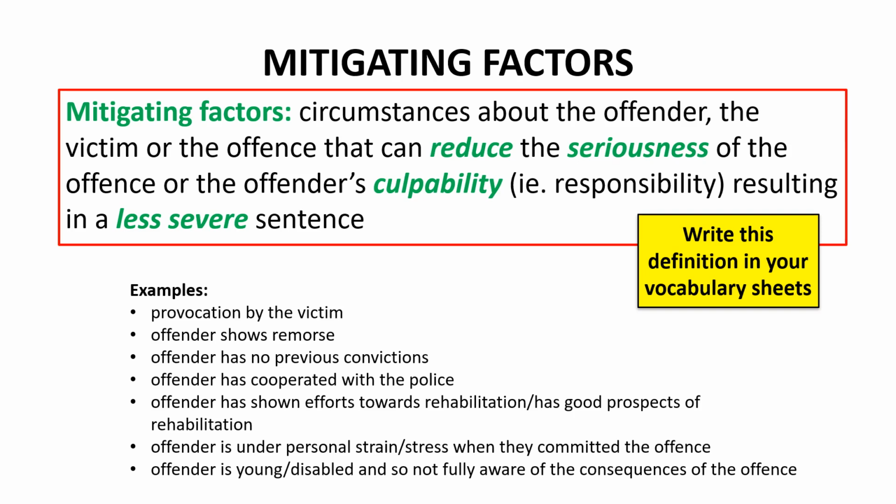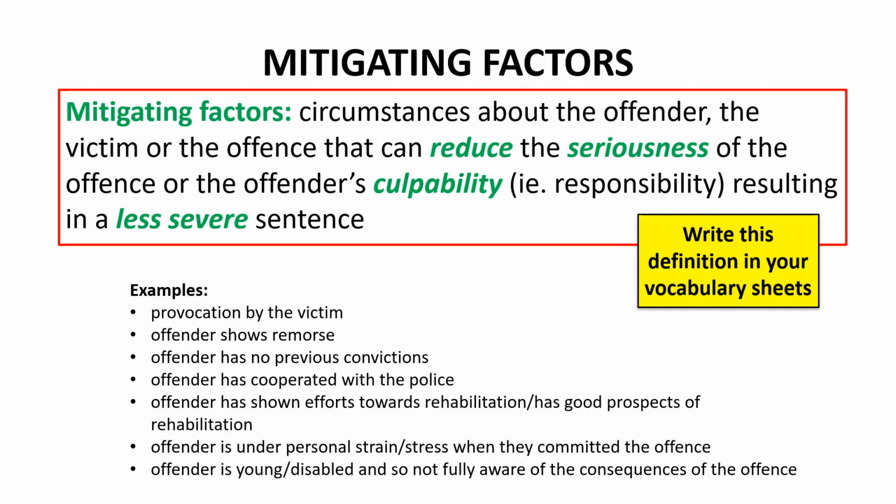It will be a mitigating factor if the offender is under personal strain or stress at the time they commit the offence. For example, as where in a theft case, an employee has stolen money from their employer to pay their outstanding mortgage payments so as to avoid the bank repossessing their house and selling it.